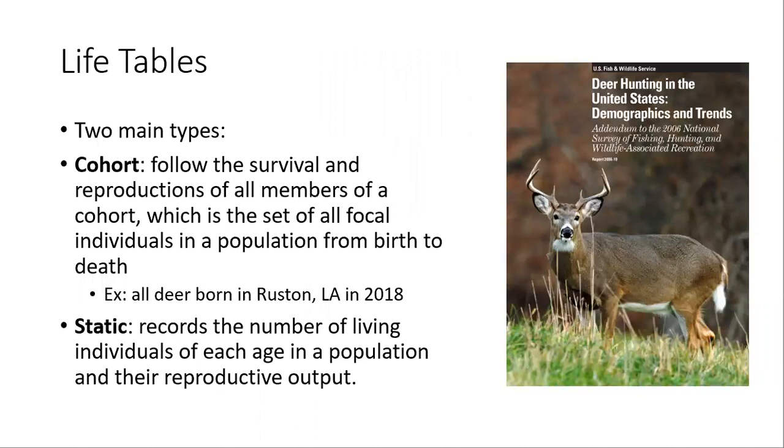And there are two main types of life tables. We have a cohort life table, which allows for the complete following of all members of a population and the counting of the survival and reproduction of them. And then we also have a static life table, which records the number of living individuals of each age in a population and their reproductive output.